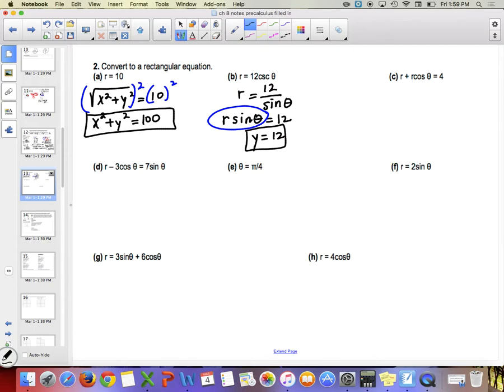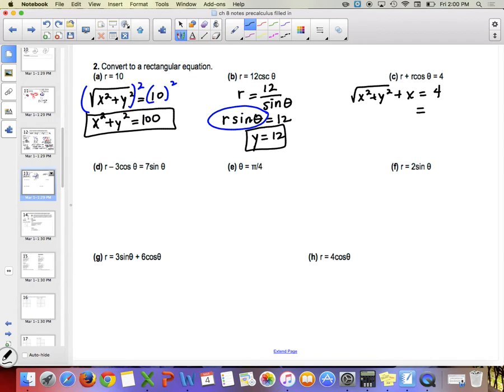Okay, so this one's set up for us. We have r plus r cosine of theta equals 4. So r is the square root of x squared plus y squared. r cosine of theta is what? And then equals 4, like that. Now this one you actually could solve for y. So, I don't know, maybe sometimes I'll let you leave it like that. But let's go ahead and try to solve for y.